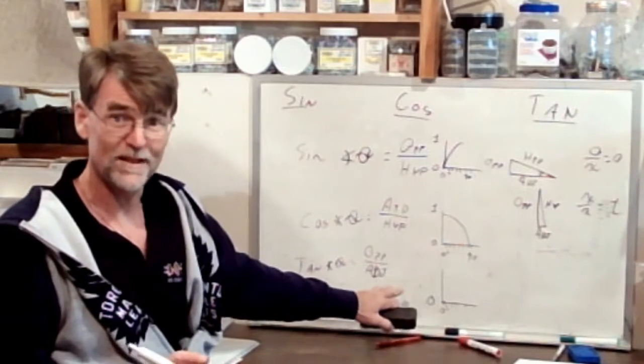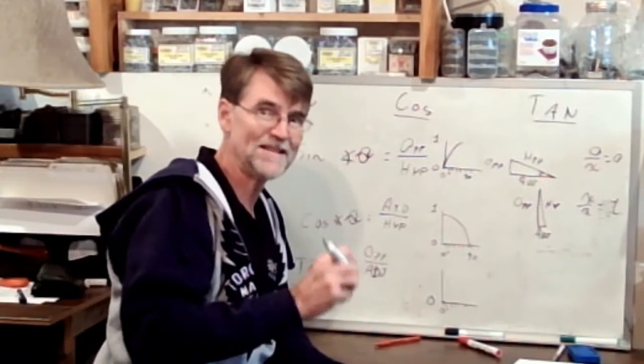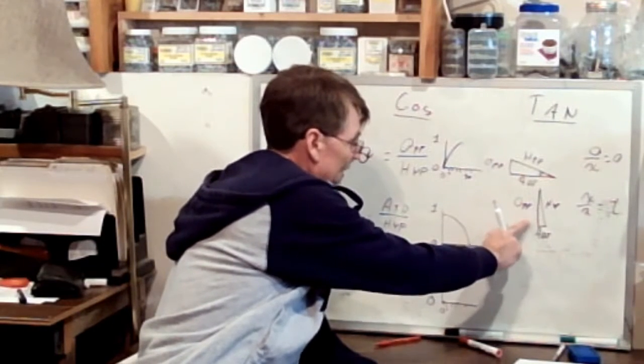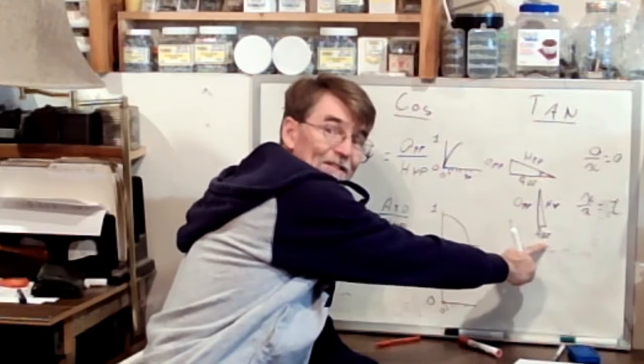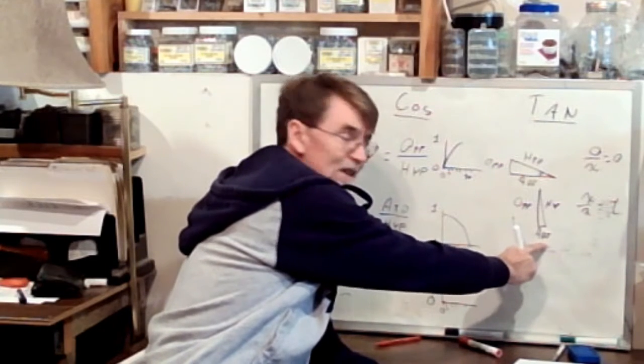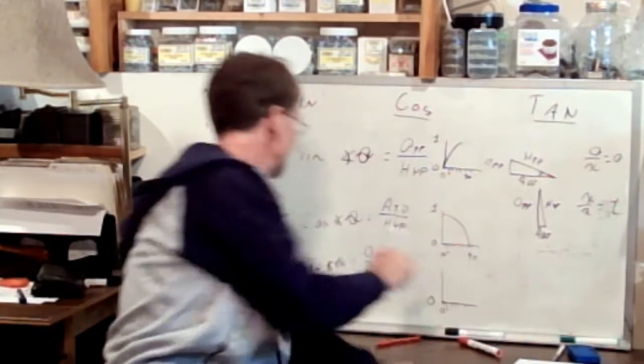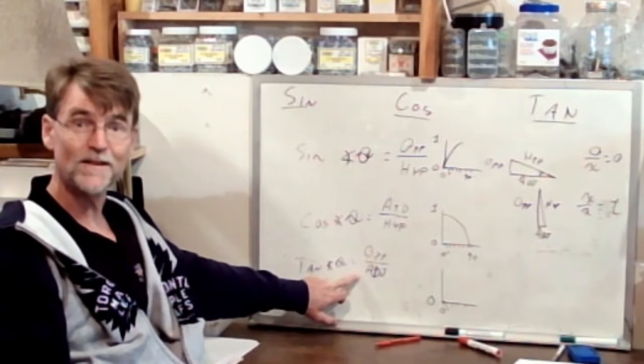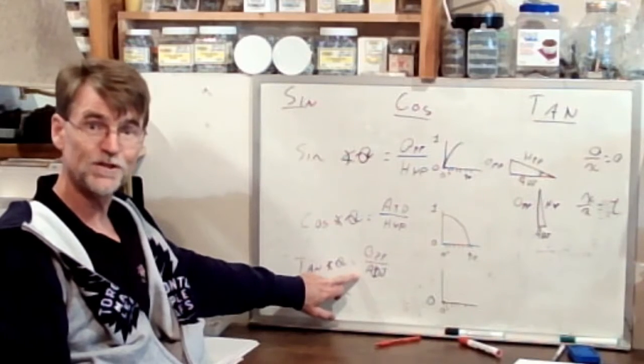Looks nice and tidy, looks like this is going to work out good, but it gets messy right here. Watch this. Now when we get to this situation, the adjacent is going to get to 0. At 90 degrees, the adjacent is 0. And now we have a number divided by 0. Well, what is a number divided by 0? It's an infinitely large number.